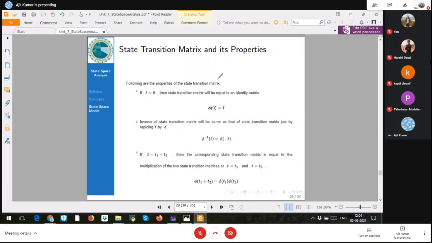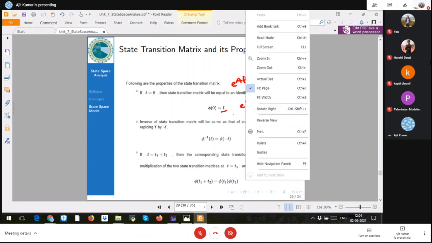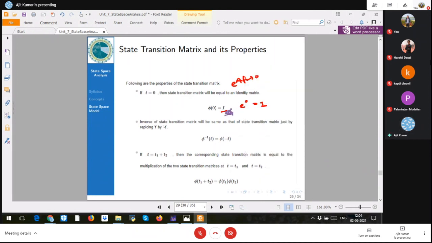First, since it is e^(At), if t is 0, then the state transition matrix will be a unity matrix, because e to the power 0 is 1 essentially, but in matrix form I stands for the unity matrix. The result of e to the power 0 will be your identity matrix or unit matrix. Identity matrix essentially. The inverse of the state transition matrix will be the same state transition matrix with t replaced by minus t.